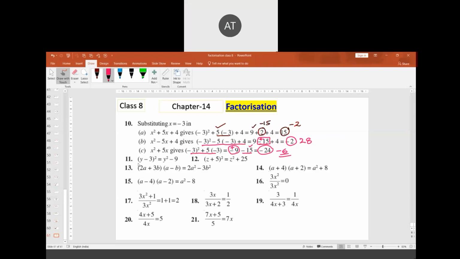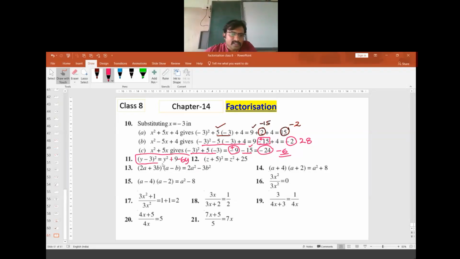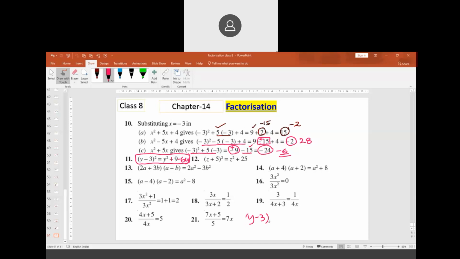11th one. It is an a minus b whole square form. A square is there, and this part is different. It has to be y square plus 9. Positive 9, but one more term is there, minus 6y. This is correct. So why one more time, sir? I will tell you. 2ab. This is y minus 3 whole square, the form of a minus b whole square.